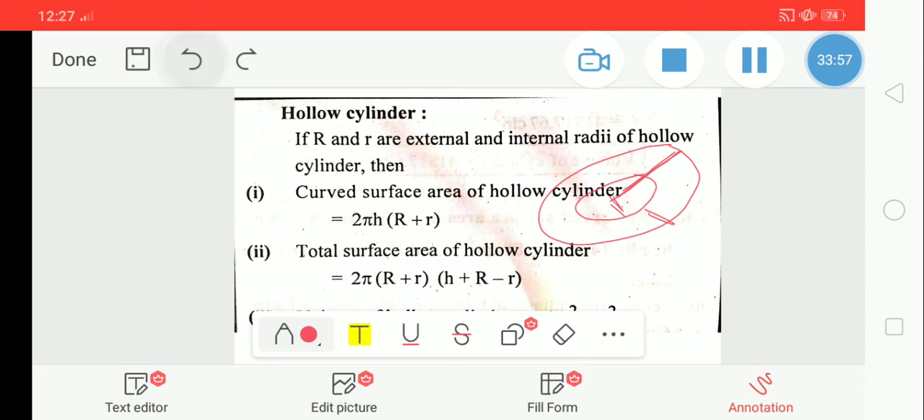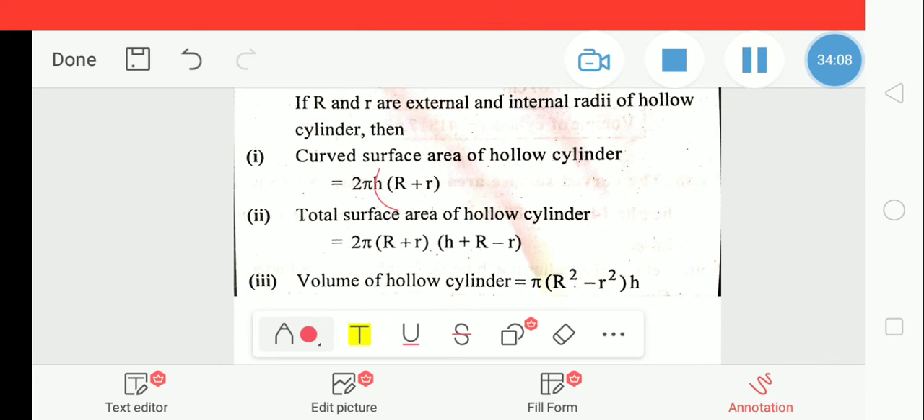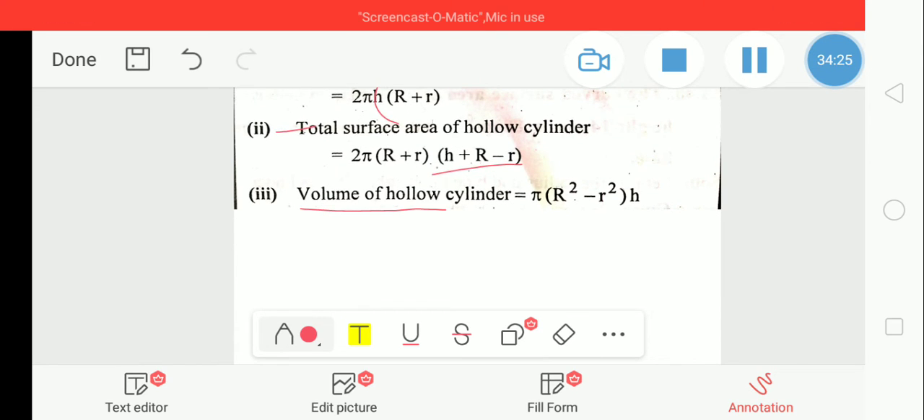Then curved surface area of a whole cylinder, that is 2 pi h, height, times capital R plus small r, outer radius and inner radius. And total surface area of whole cylinder, it is 2 pi capital R plus small r times h plus capital R minus small r, that is the total surface area of whole cylinder. And volume of whole cylinder, they use pi times capital R square minus r square multiplied by h. So in this way finding volume of whole cylinder.